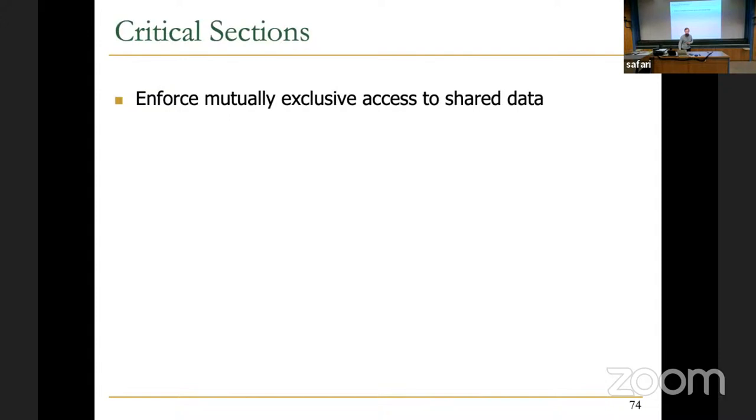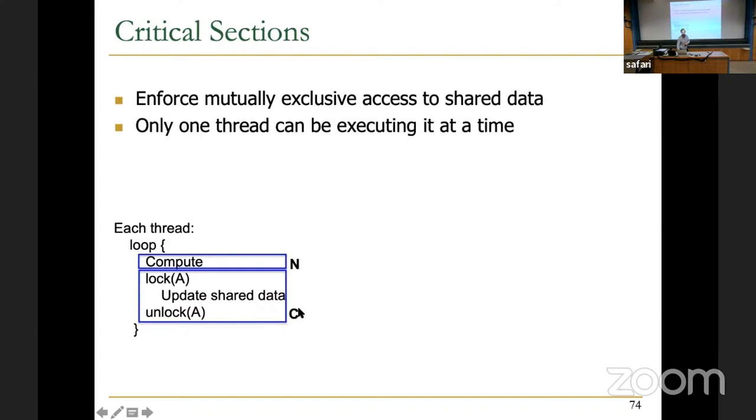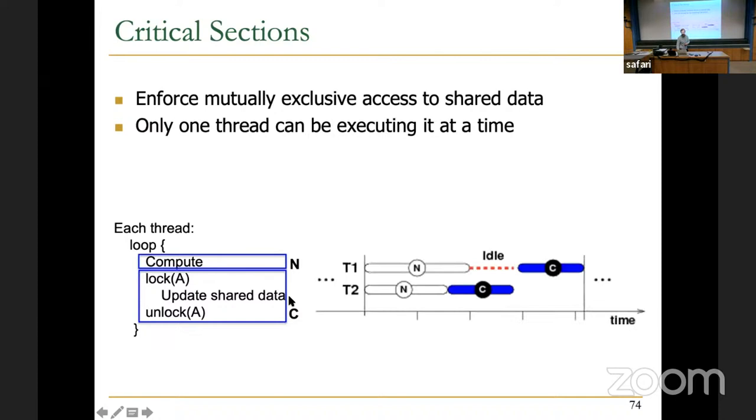primitives very quickly. So critical sections, as I mentioned, enforce mutually exclusive access to shared data. So for example, if you were updating shared data, you lock that part of code that needs to execute in isolation by one thread, and then you unlock once the update ends. So you can see that there's a non-critical part of computation and there's a critical part of computation. And only one thread can be executing this critical section at a time.